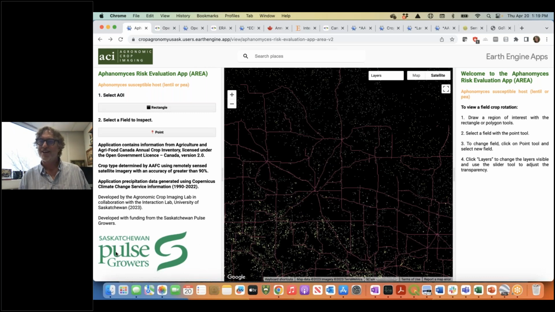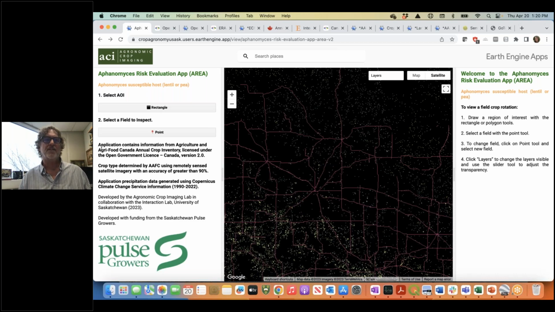Big logo for Saskatchewan Pulse Growers, who are funding us so we can pay a programmer to do this, because it's a lot of work. The first version we had, when you would click in some places, you'd have to wait, in some cases, a minute for it to run. We've done a lot of tricks to refine the code to make it run faster. So if we look over here on the right-hand side, we see a little bit of how to run it. Maybe we'll look over here on the left.